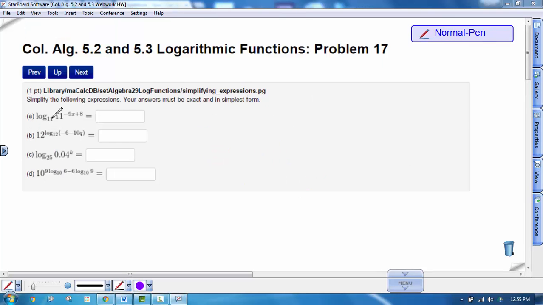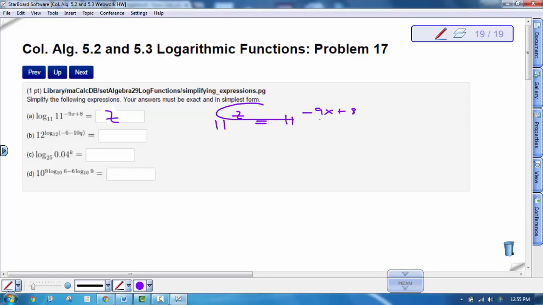All right, next problem. Once again, if we have log base 11 of 11, that always cancels, and you always get what's there. So the answer is negative 9x plus 8. And if you want another way to look at that, you can rewrite this. You can say that this thing equals something like x, or not x because they're already using that variable, like, let's say z. You could then do base to the exponent equals the argument.